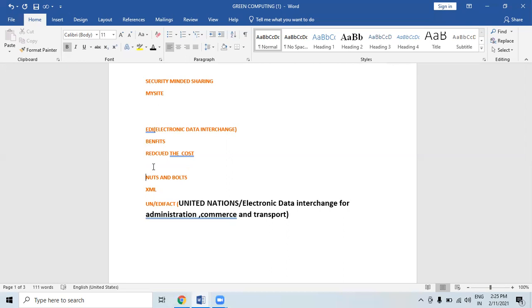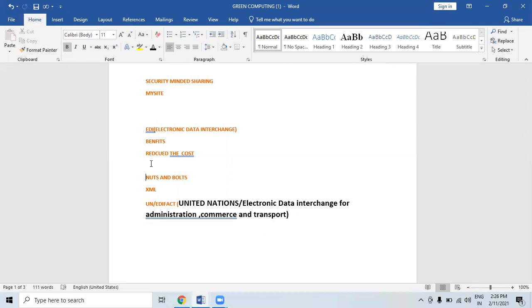So UN EDIFACT, that is, United Nations Electronic Data Interchange for Administration, Commerce and Transport, is an international standard. It was developed by the UN, that is, United Nations. A set of syntax rules to structure an interactive exchange protocol is provided by this standard. This standard also provides a set of standard messages which allow multi-industry and multi-country exchange of electronic business documents.